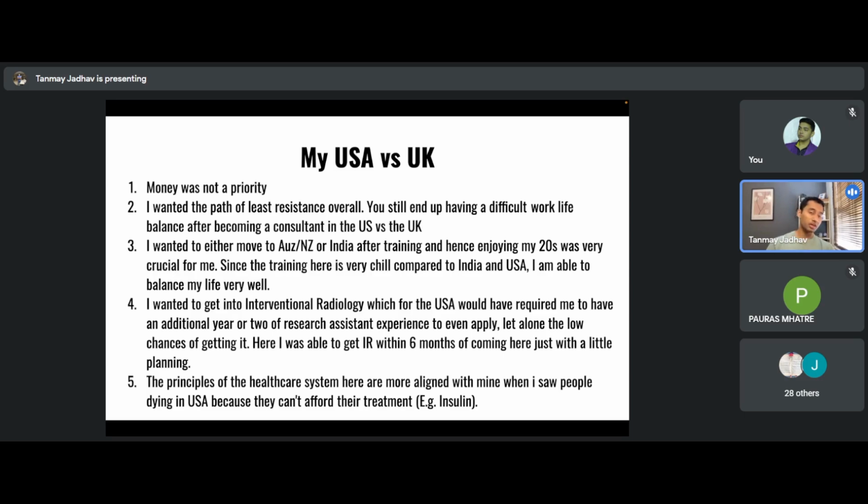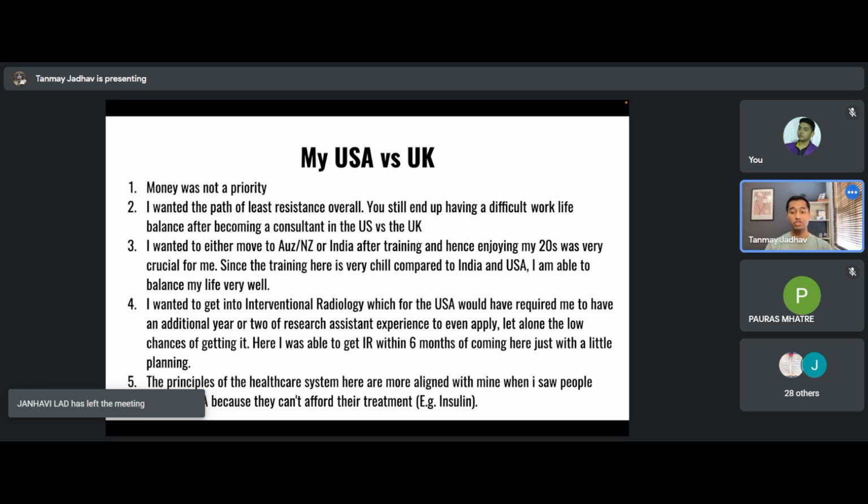So even after you become an attending in the US, you don't have that great a work-life balance unless you are in lifestyle branches like pathology or radiology, stuff like that. I wanted to move to Australia or New Zealand or even India after training. And if you go back to India after the UK training, that holds significant value over your peers who might have done the same years of training as you. You will get a higher post than them at hospitals, particularly private hospitals in India. So that is definitely a huge game changer.